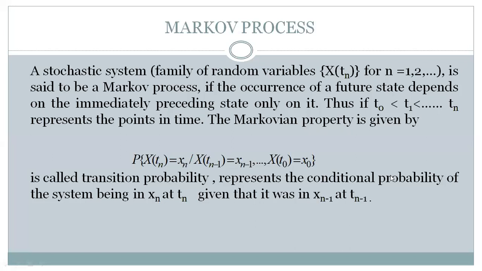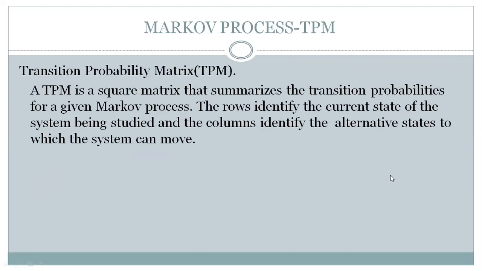The above result can be represented by a matrix called the transition probability matrix, which represents the conditional probability of the system being in the state xn at time tn, given that it was in the state xn-1, the previous one. Suppose we apply n equal to 1, we get x0 to x1, the 0 state to the first state, which is the transition probability, and it can be represented in matrix form. The transition probability matrix is represented by TPM.